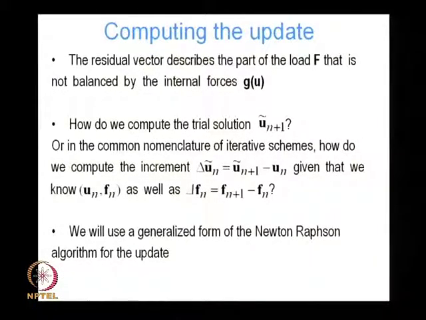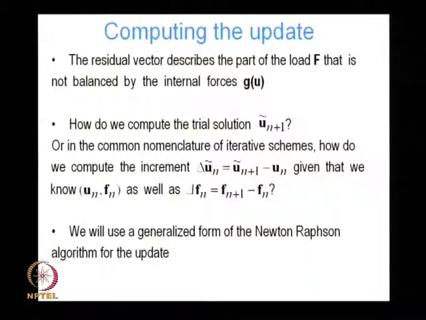So, what is the physical meaning of the residual vector? Well, the residual vector is nothing but the part of the load that is not balanced by the internal forces. It is the out of balance force. Okay, so that is how we go about it.